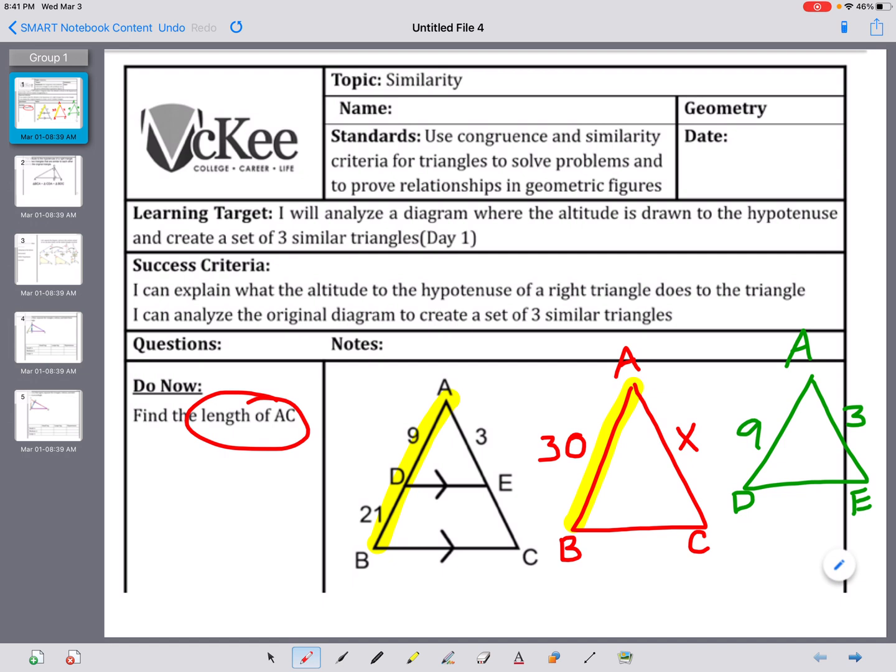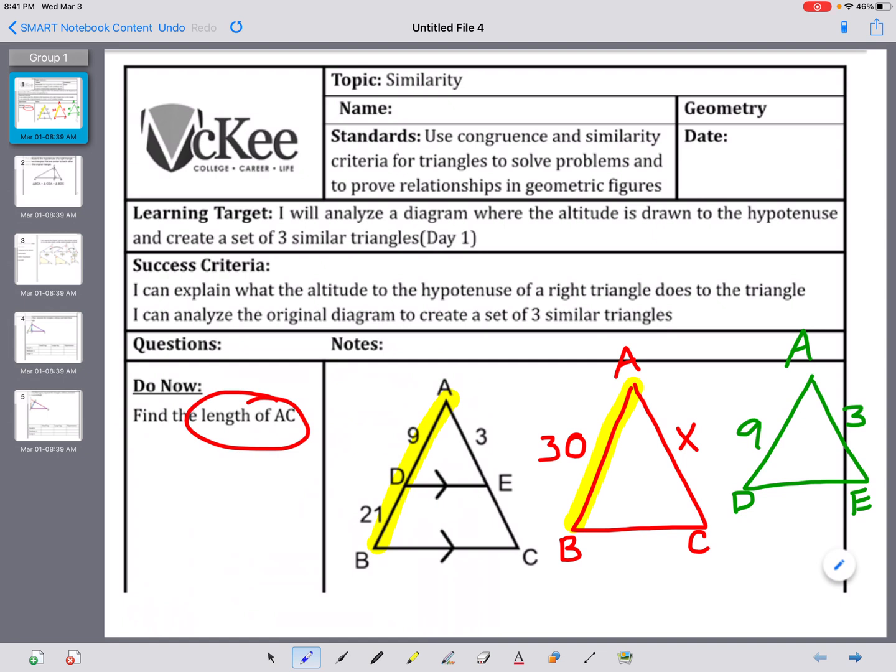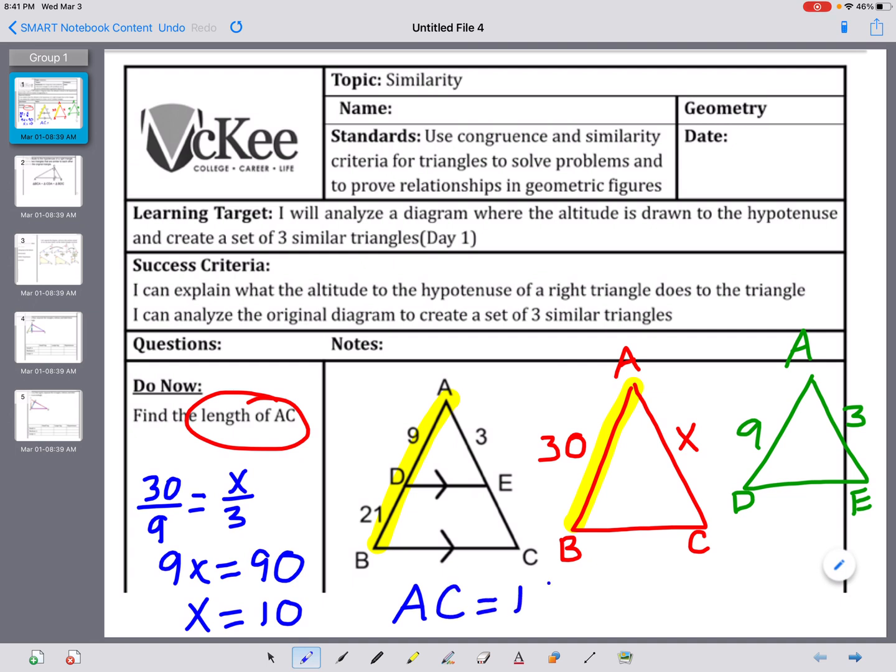Now there's a bunch of proportions you can set up, as we've been discussing for several days now, but you do something as simple as 30 over 9, because those two go together, and then X over 3. As long as your proportion has the cross products of 9x and 90, then you have a good proportion. At this point you divide, and we see that X is 10, and X is actually representing AC, so I don't have to do any further work. AC has a length of 10.